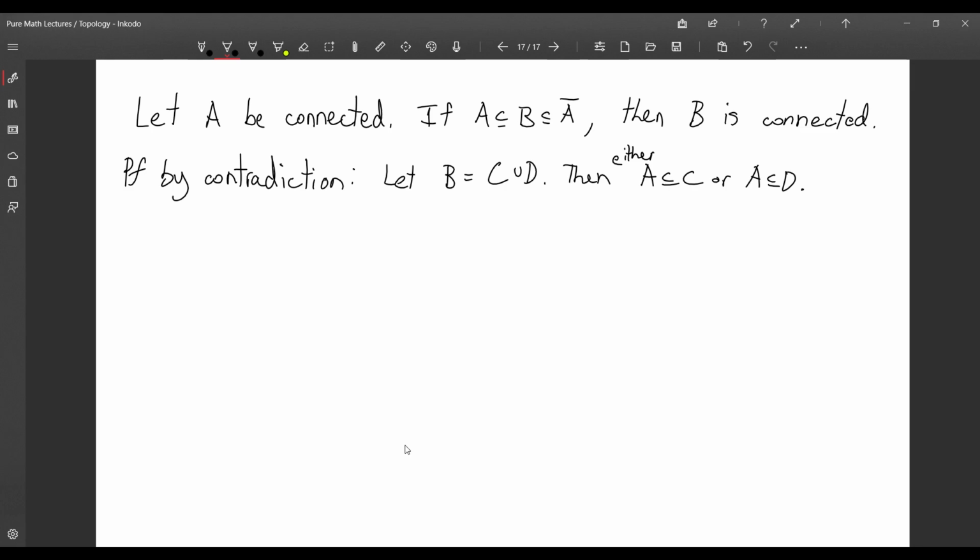So we can say, and the fancy term here is without loss of generality, A is contained in C. What this means is that the proof from here on out is not dependent on whether A is contained in C or A is contained in D. It's going to use the same logical steps, and we might as well label C based on the fact that A is contained in C. We know it's going to be contained in one of these, and we can always just rename them so that A is contained in C.